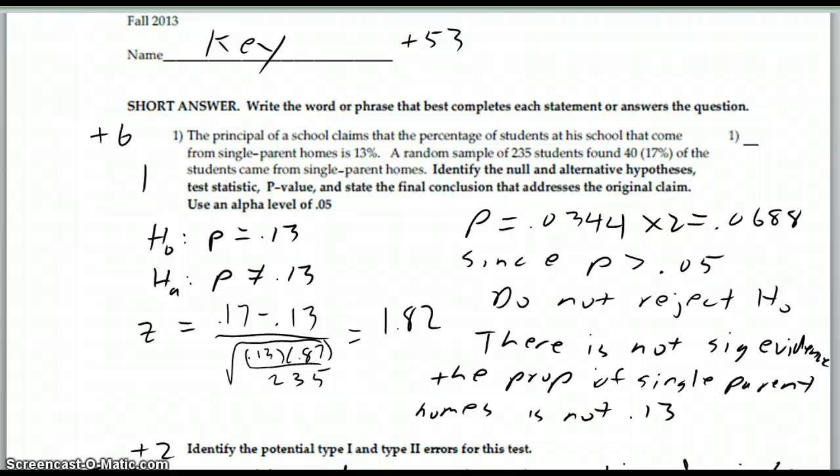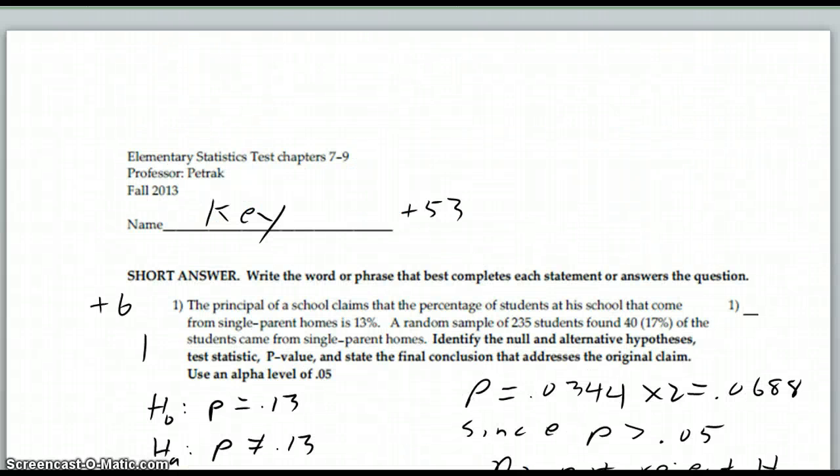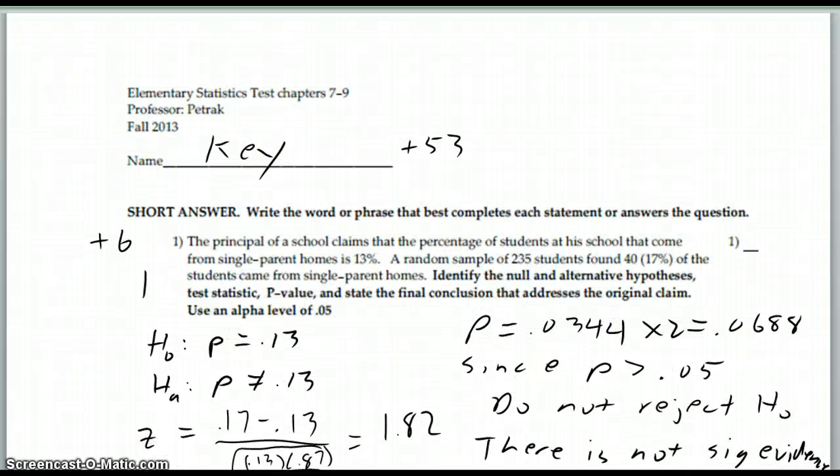This is a solutions video for STAT chapters 7 through 9, fall 2013, and there were 53 points in this test. I did not curve it, but I did take every score out of 50. So if you miss 3, essentially it's 100 points.